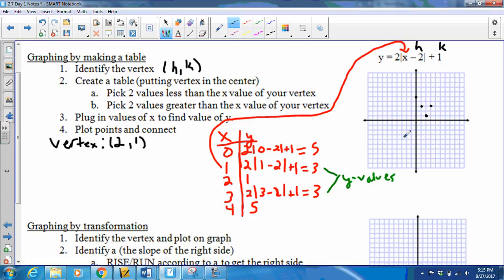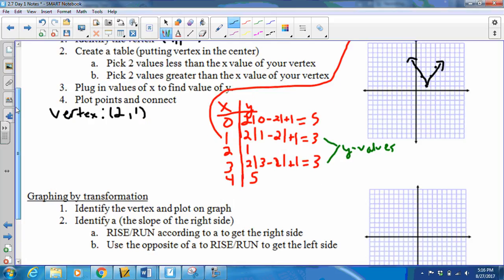And then our last point, 4, 5. So we go over here and then up 5. And then all you got to do is connect your points. And remember, the shape that an absolute value function makes is a V, and it will always be a V. And notice that in this case, our graph is opening up. It's opening up because we don't have a negative sign in front of our A value. So we do not need to reflect.